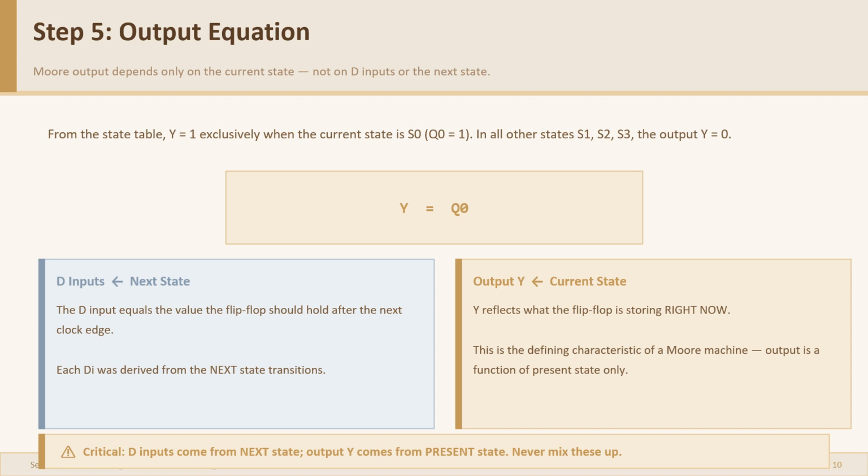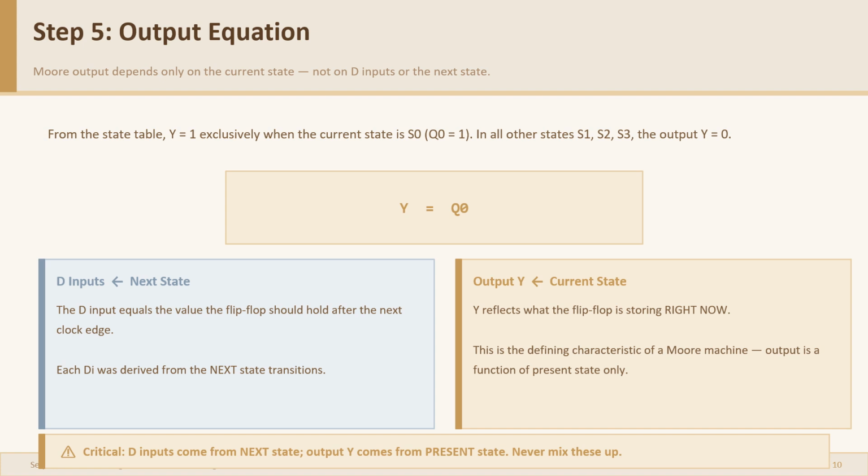The output equation is almost embarrassingly simple, and that is entirely due to the Moore machine structure, because the output depends only on the present state. We just look at the state table and ask, in which state is y equal to 1? The answer is only in state S0, which corresponds to Q0 equals 1. In every other state, y is 0, so the output equation is simply y equals Q0.